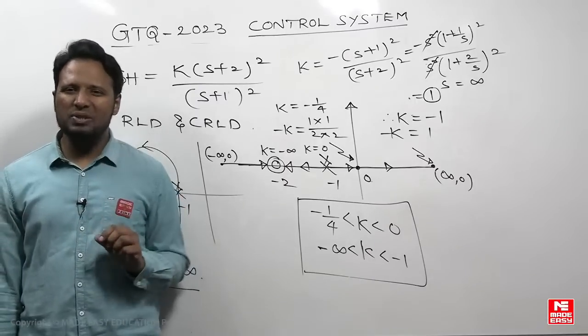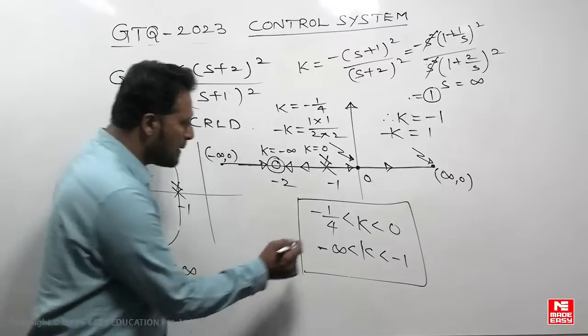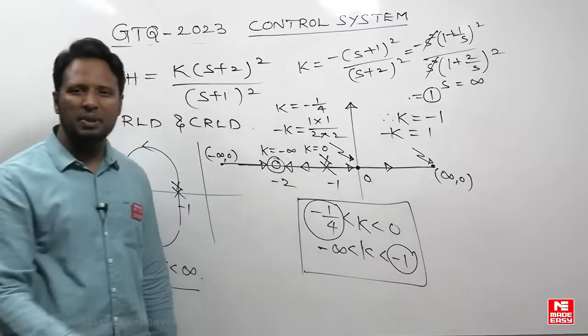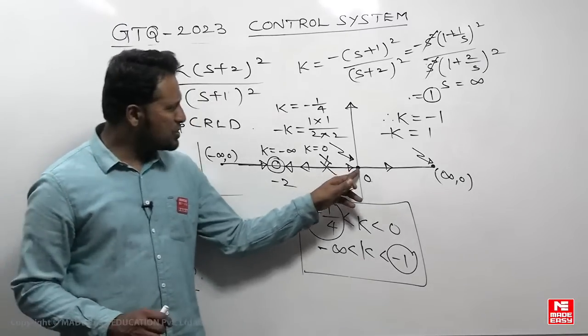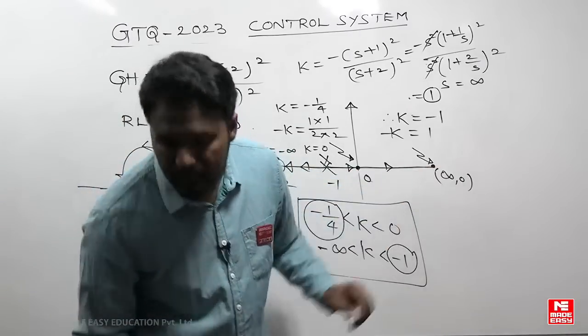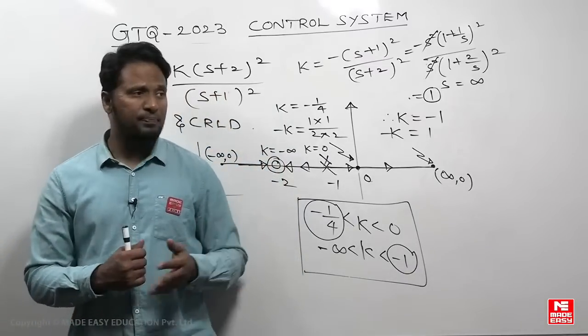Tell me, when will the system be marginally stable? Boundary value, right? For k equals minus 1 by 4, marginally stable. For k equals minus 1, marginally stable. It is marginally stable, right? Hope that's clear.